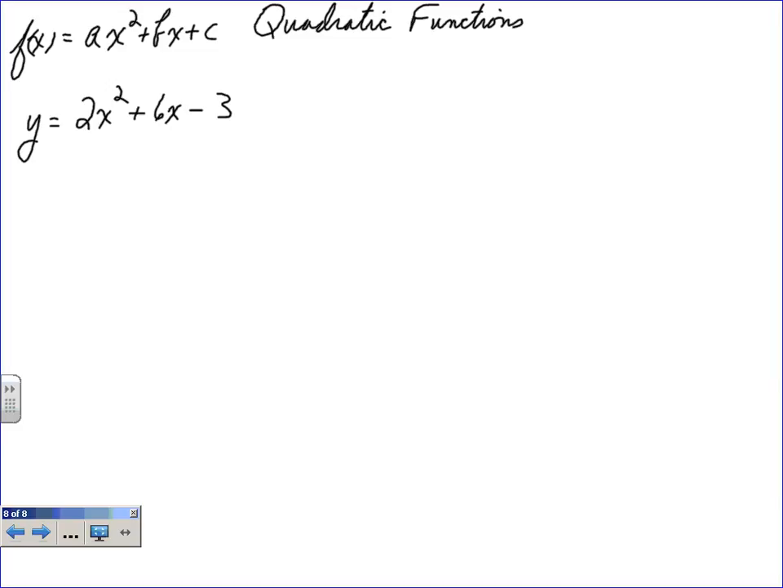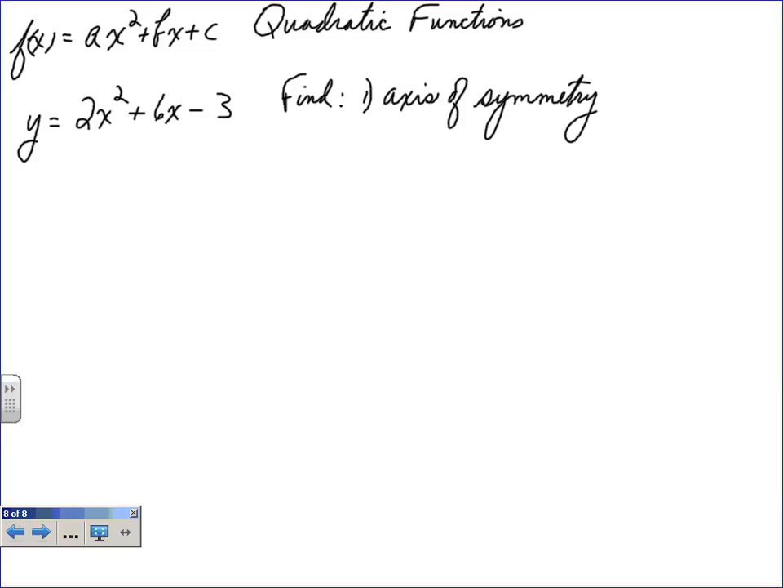What we want to do, and the directions will say, find. We're going to find two things here. First of all, we're going to find the axis of symmetry. Okay, does anybody know what the axis of symmetry means? What does it mean? What is the axis of symmetry?